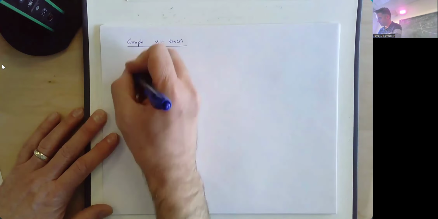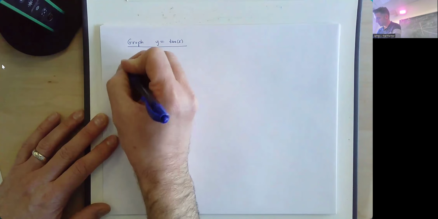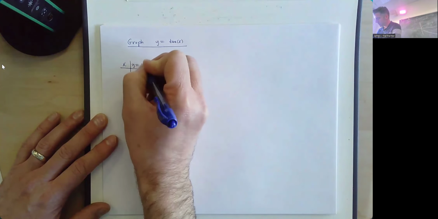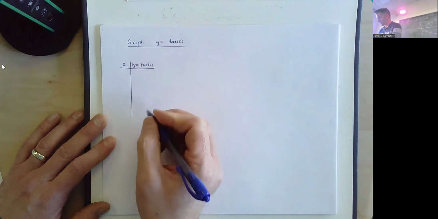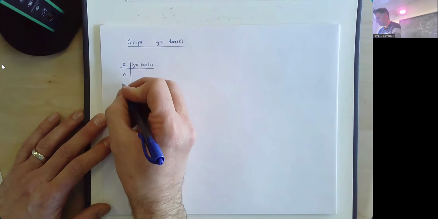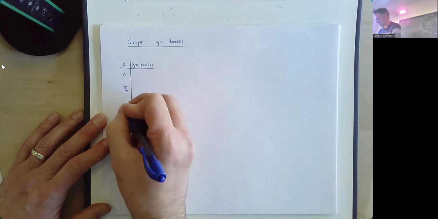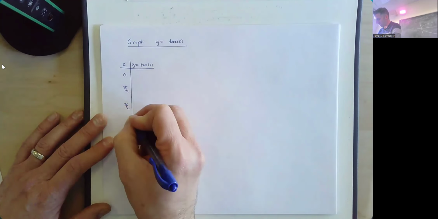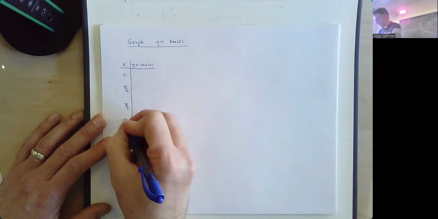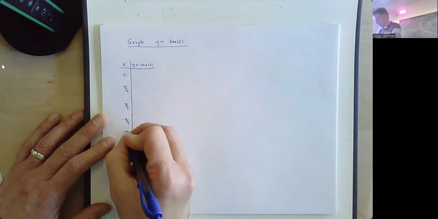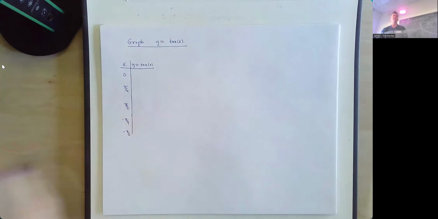So if I was graphing tangent, here are the values I would look at. I would start with the following angles. 0. I'm going to leave some space to fill in some intermediate ones. Pi over 4, pi over 2. And then I would also go negative. I would go negative pi over 4 and negative pi over 2. Yeah, I know pi over 2 is not a bad choice. It's just it's not going to have anything nice.